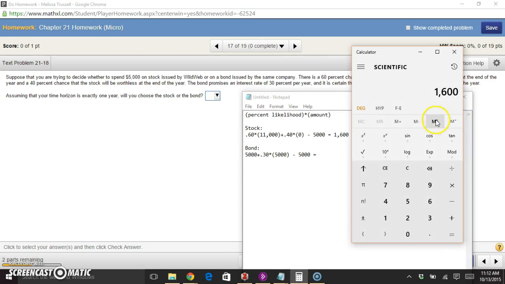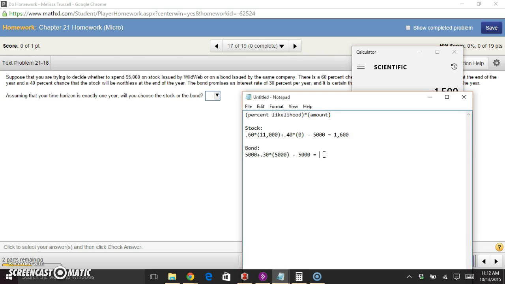Okay, so I'll pull up my calculator again, clear this out, and see how much we get from the bond. So we get our 5,000 plus our 0.3 times 5,000. That's 6,500 minus our 5,000. So here I have 1,500 is my expected value from the bond at the end of the year. That's how much money I will have earned from the bond at the end of the year.